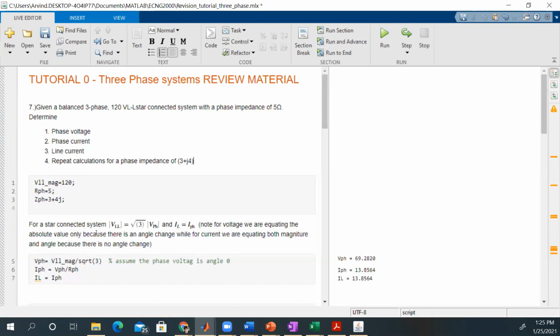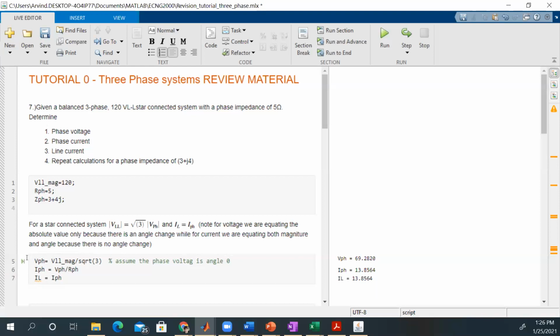Now, what do we know? First, we want to do it for a star-connected system. And for a star-connected system, we know that the magnitude of the line-to-line voltage is equal to √3 times the magnitude of the phase voltage. And we have the line current is equal to the phase current. And note here for the voltage, I put in the magnitude sign because I didn't deal with angles. But here for the current, it is exactly the same, magnitude and angle, right? So you'll see that reflected. You'll have to take that into consideration when you do your calculations.